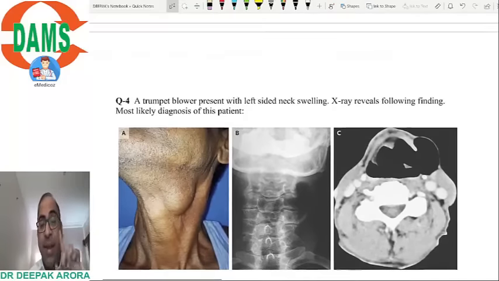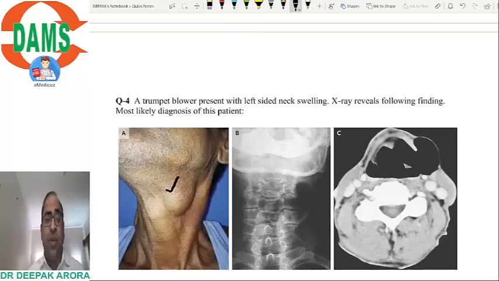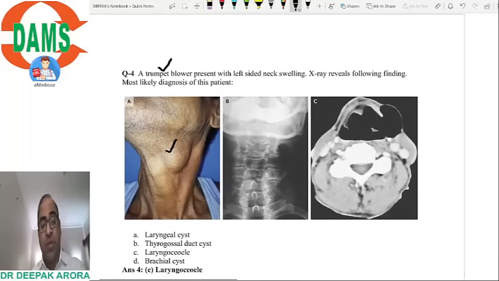This is an air-filled cavity in the anterior wall of the supraglottis. Commonly seen in which patient? Trumpet player, those who are doing excessive Valsalva. What is laryngocele? The most probable diagnosis in this patient will be option C.